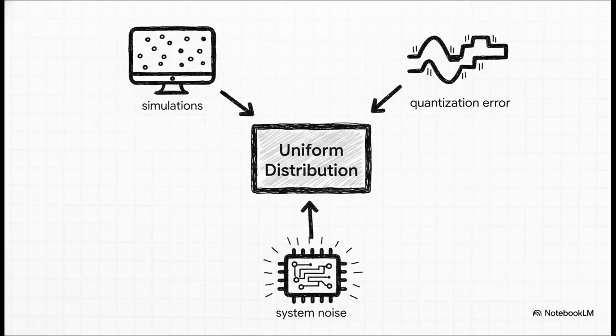So, when do you actually use this? Well, it's the absolute cornerstone for generating random numbers in computer simulations. And in engineering, it's used to model things like system noise or quantization error, where you just assume the error is equally likely to be anywhere within a specific range. It's really the purest model for unbiased randomness.